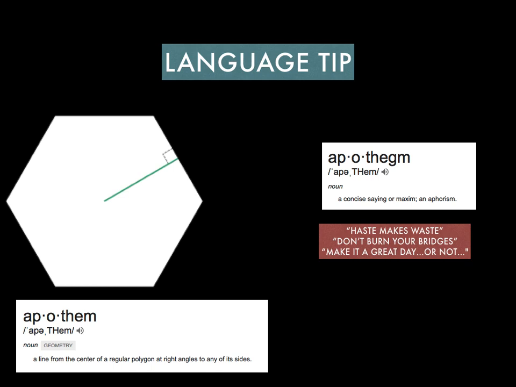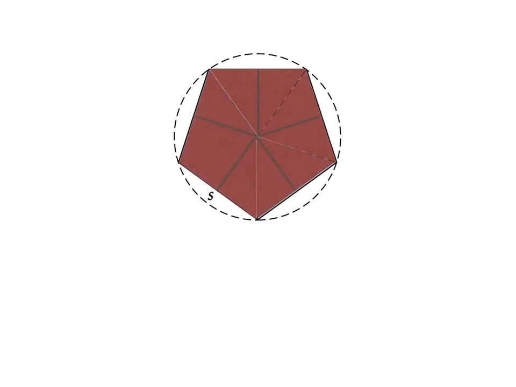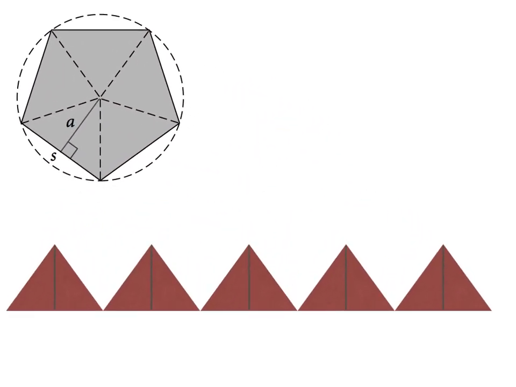So why is that useful? Let's say we want to find the area of this regular pentagon. If you look at each of those triangles made up of the central angles, we know that there are 5 isosceles triangles. Now, for these 5 isosceles triangles, the dimensions, base and height, are the side length and apothem.